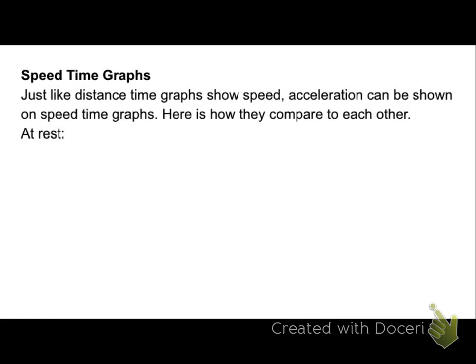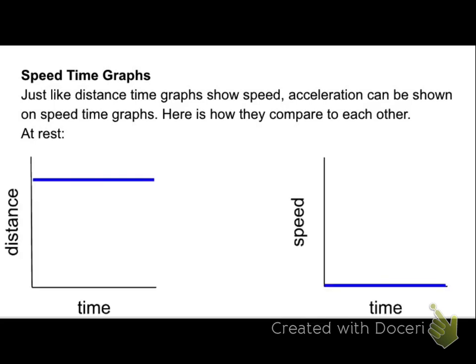A flat line, okay? It's similar but not identical on a speed time graph. On a distance time graph, a flat line anywhere on the graph, even if I drew it here, would still mean not moving, right? Because the y-axis is measuring distance. So the fact that this line is not increasing or decreasing means that the distance is not increasing or decreasing.